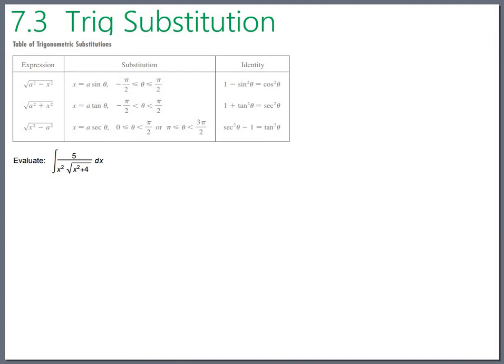Let's work on making x needs to get replaced by a, which is 2, so 2 tangent theta. And that means that dx will have to get replaced by 2 secant squared theta d theta. Okay, let's work on making our substitutions and see how this integral turns out.